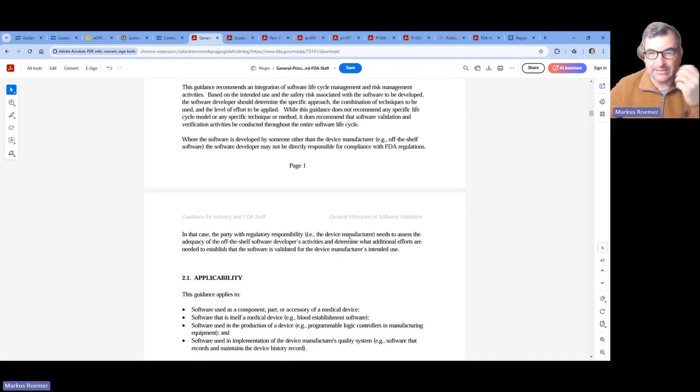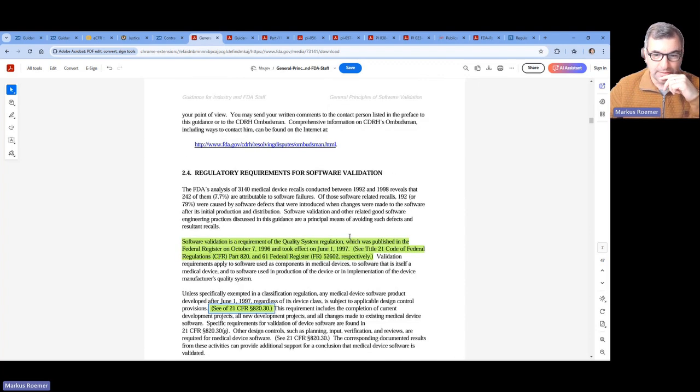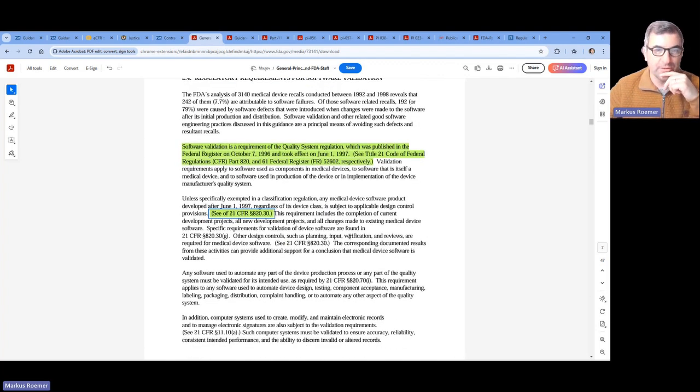You will also see software validation here. This is something else, like the validation of computerized systems. Here you also see that software validation is a requirement of the quality system regulation, and the quality system regulation is 21 CFR part 820. If you see references like part 820.30, this is dedicated to medical devices.